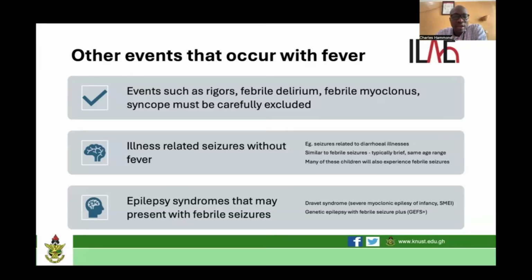And then we have epilepsy syndromes that may present with febrile seizures. Typically, we have the genetic epilepsy with febrile seizures plus, and then the Dravet syndrome, also known as severe myoclonic epilepsy of infancy. And we'll talk about these later on.